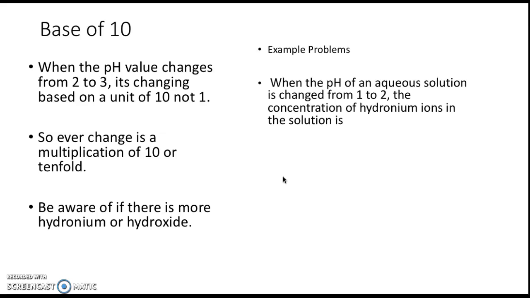So when the pH of an aqueous solution is changed from 1 to 2, the concentration of hydronium ion in the solution is, well, we're changing from 1 to 2.